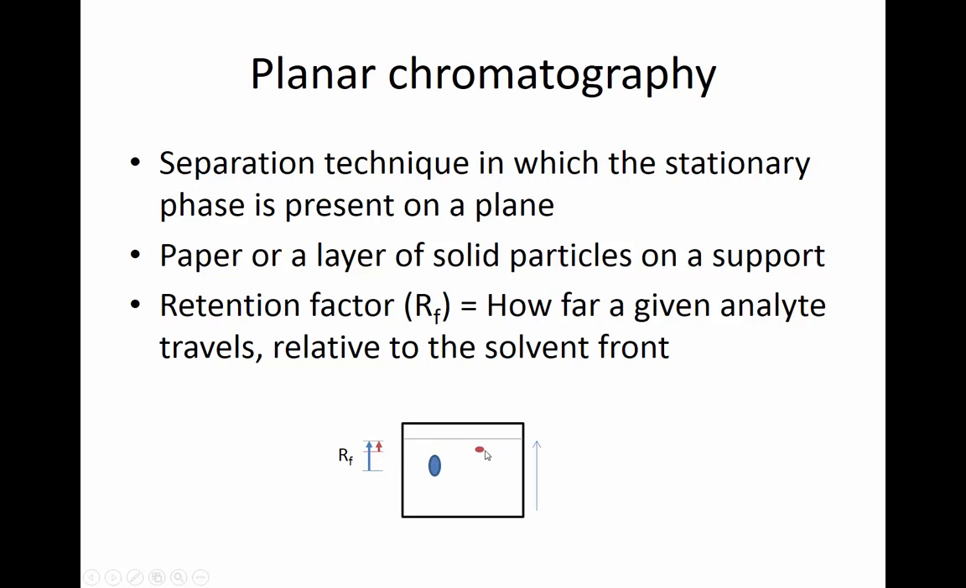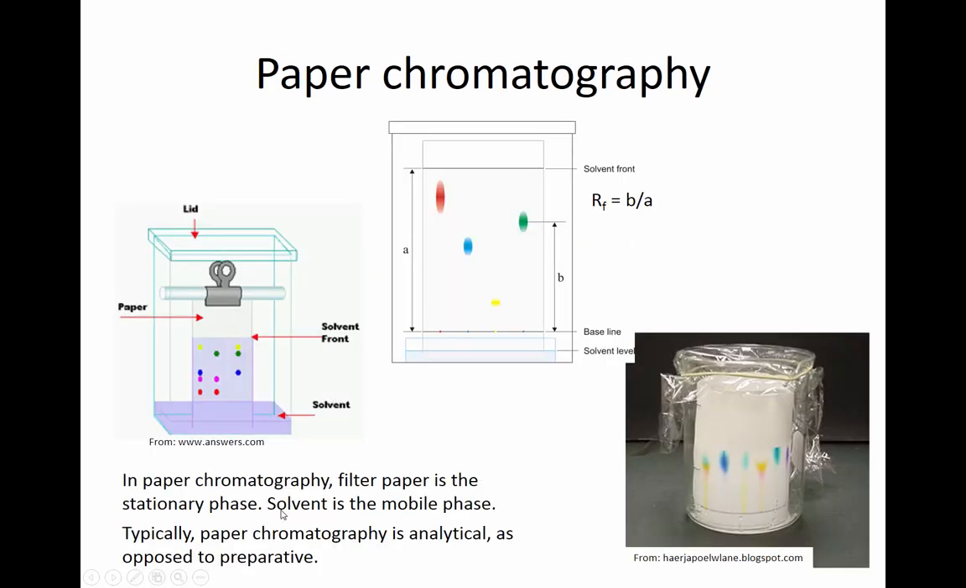And you can see the retention factor of the red molecule is going to be less than the retention factor of the blue molecule. So paper chromatography is a good example of this, and it's a really cheap example. You basically are using filter paper as your stationary phase. Some kind of solvent is your mobile phase. And usually we run it from the bottom to the top, where the solvent migrates up the paper via capillary action. And so you can see we get separation of molecules here.